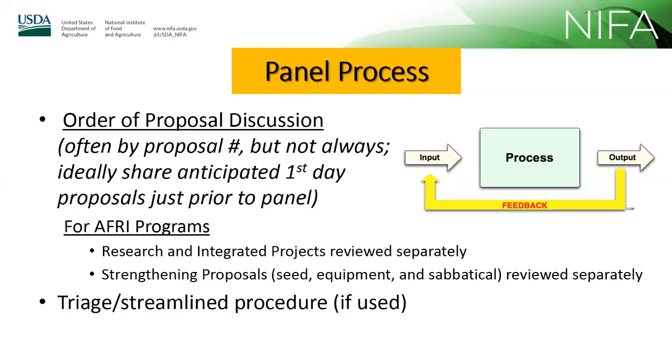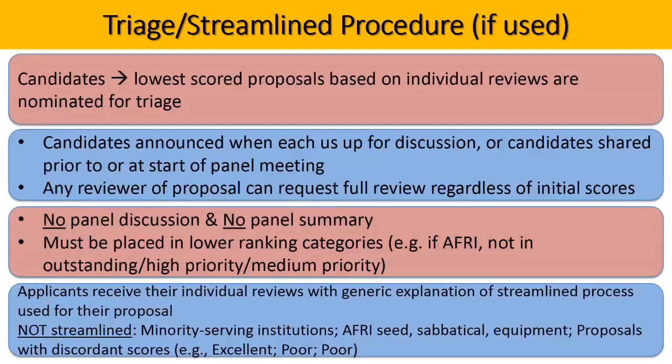Also, you may use the streamlining approach with your panel. Essentially, it's a way to ensure that the majority of the time in panel discussion is spent on those proposals that have the highest chance of getting funded. So it's an opportunity for those proposals that have very low scores across the board, consistently low from those who have individually reviewed those proposals, to not be discussed in the panel meeting. And so you and the MPL will come up with a recommended list, or a nomination list, for which proposals could be streamlined, and you'll share this list with your panel at the beginning of your panel meeting.